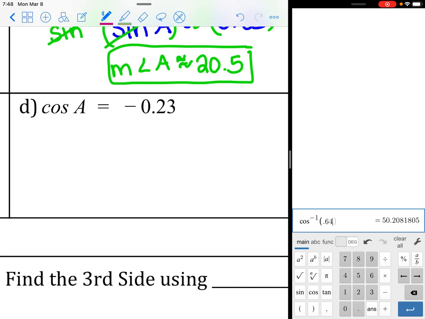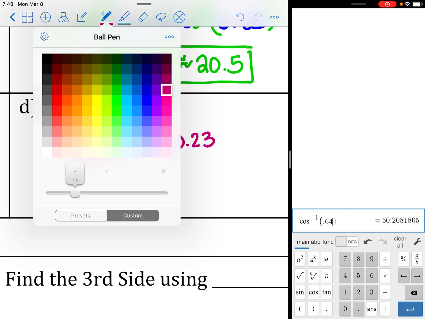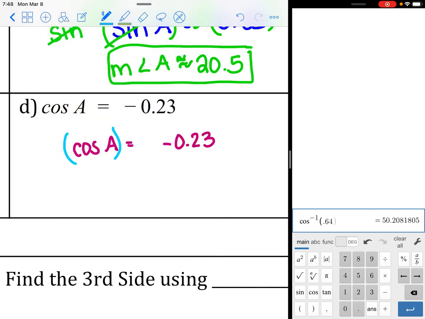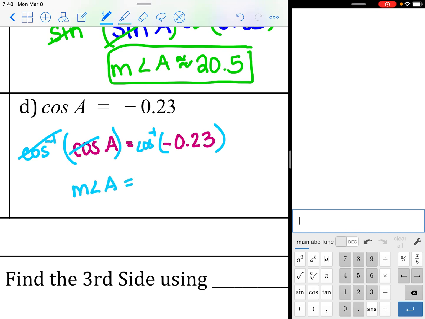All right, here on our last one, we have that the cosine ratio is negative 0.23. So if we start working with this one, we have the cosine of angle A, and that ratio is equal to negative 0.23. And to solve, I want to cancel out that cosine, so I use the inverse operation, which is the inverse cosine. So that'll cancel it out, and the measure of angle A, and then I'm going to type that one in.